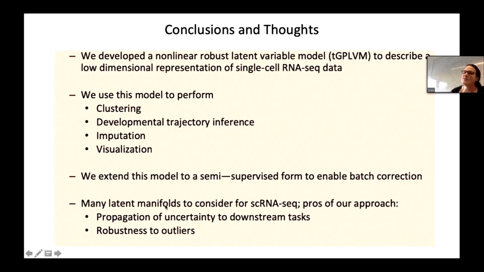And then, as we all know, there are many different ways to think about latent manifolds for RNA sequencing. The reason that we like our approach, and again, it's very, very taste specific, is because it allows us to propagate uncertainty to downstream tasks, which I think is really important to do. And also it allows robustness to outliers, which is a really big problem for a lot of the analyses that are happening.